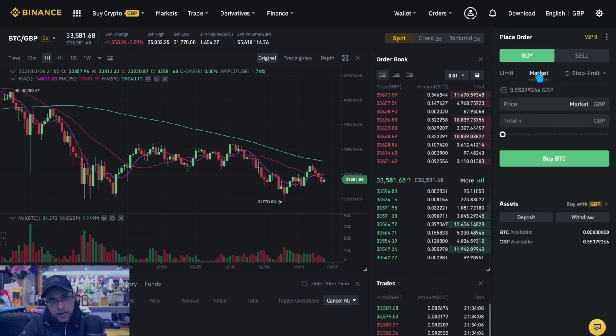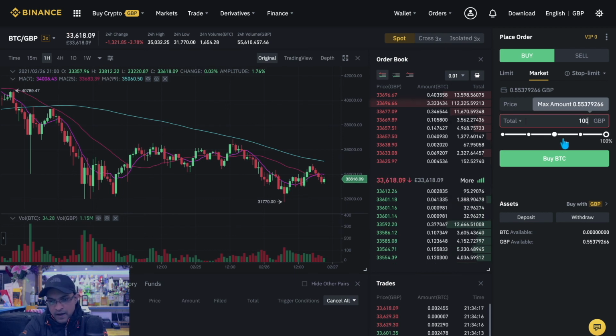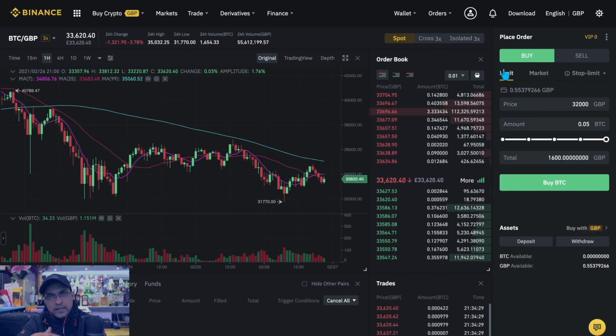So remember, market, whatever the market price is, that's what you're buying for. You put whatever amount of GBP you want to spend there, and you can buy. It's the same as buying with a credit or debit card, but you're looking at the price right now, and it's more transparent compared to what the exchange is selling. Limit is a price that you want it to come to, and only then you will buy.